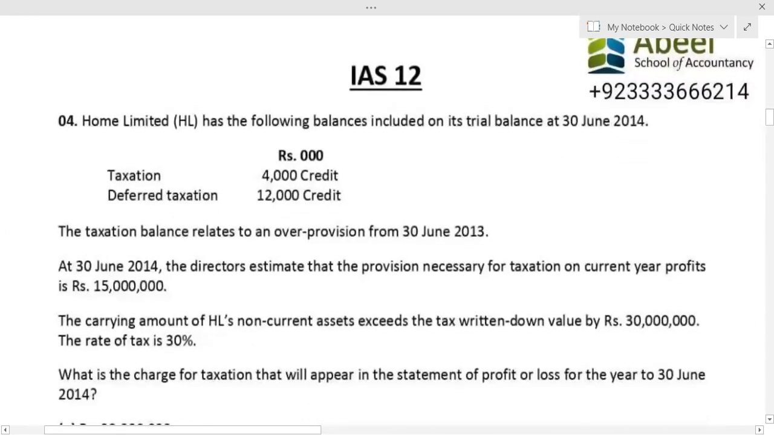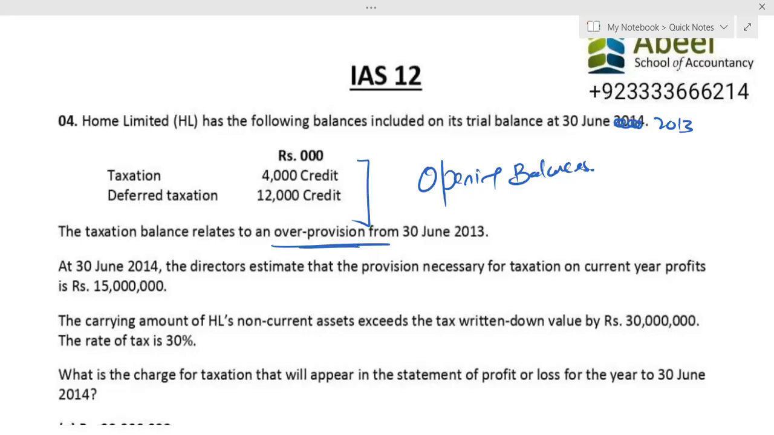Okay, now come here. Home Limited has the following balances included on its trial balance. Basically at 2013, just a typing error. So these are the opening balances. The taxation balance is related to an over provision. So simply, if the taxation balance comes on the credit side, it is over provision. If it comes on the debit side, then it is under provision.